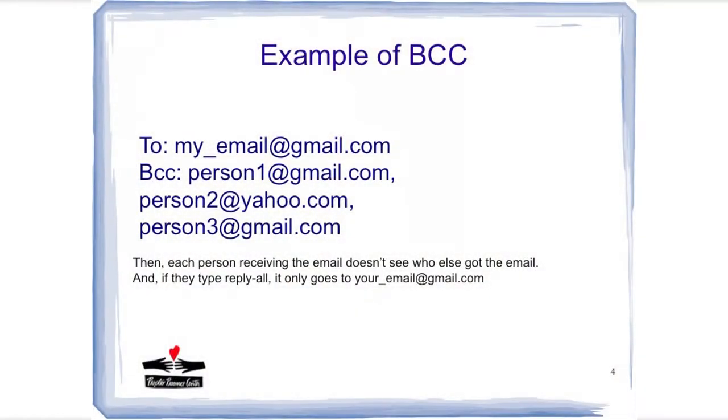If you're sending out a newsletter or something to a group of people, and they each want to see that you sent it, but they don't need to know who else was receiving it, then the blind carbon copy is used. So, for an example, I'm sending it to my email with a blind carbon copy of person 1, person 2, person 3. They would each see the email as being from me to them, but they wouldn't see these other email addresses.